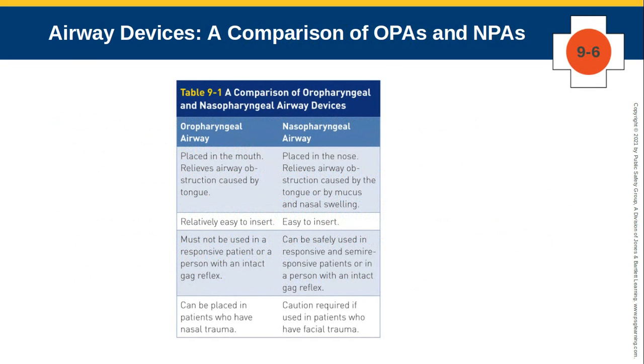Here's a quick comparison. The OPA goes in the mouth. We can see that in the name, oropharyngeal. The NPA goes in the nose, nasopharyngeal. They're both pretty easy to insert. We want to make sure that both are sized properly. The contraindications are going to be for the OPA if someone has a gag reflex, and for the NPA if someone has skull or facial trauma.